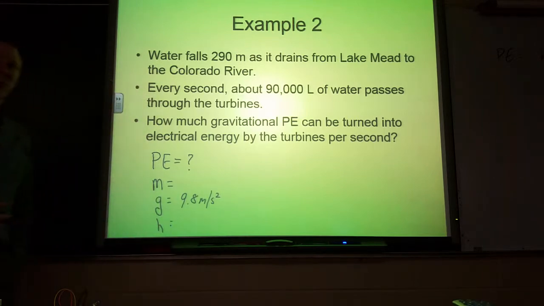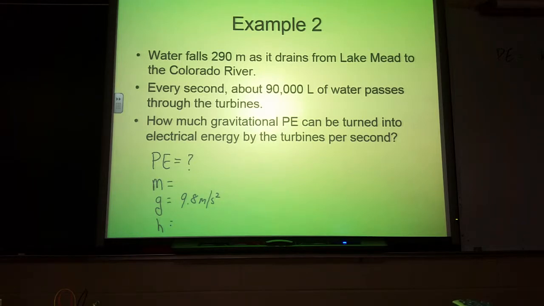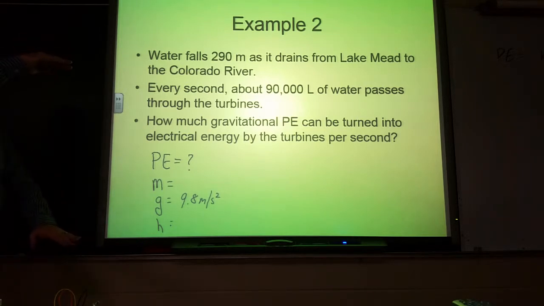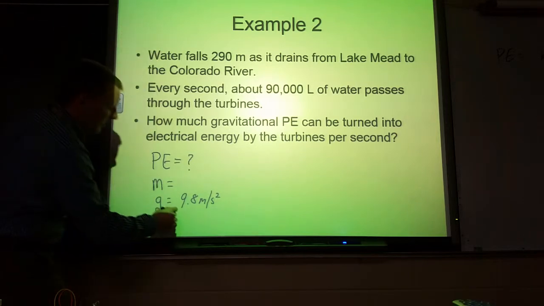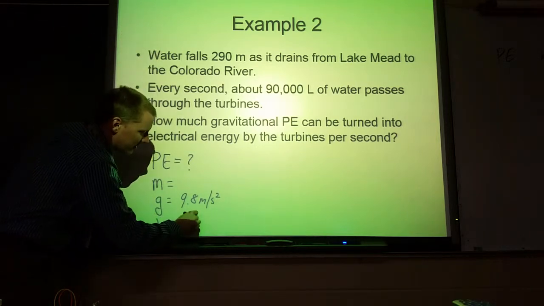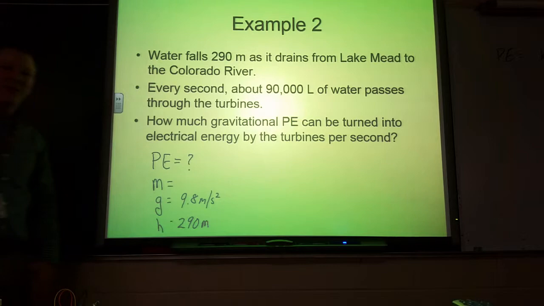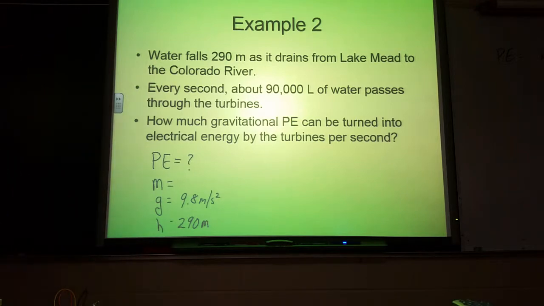H here, what is the height that we're considering? 290 meters, because that's how much it's changing. So we're taking that amount of height out of it, in essence, and seeing what's the difference between this point and this point. There's our height. What about our mass? We're given it in liters. How do you convert from a liter to a kilogram?